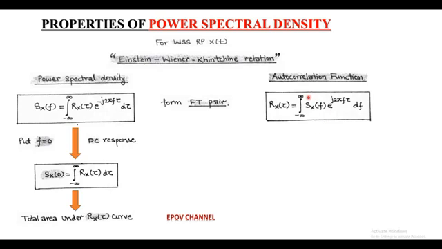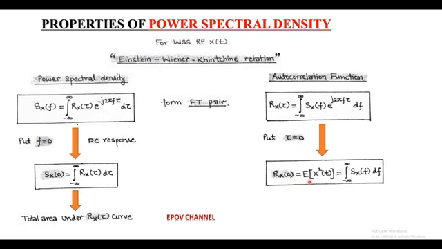Next, in the expression of autocorrelation function, we put tau equals 0, which gives the mean square value of input random process x(t), and it equals R(0) equals expectation of x square t, which equals integration of S(f) df, and this represents the total area under the power spectral density curve.